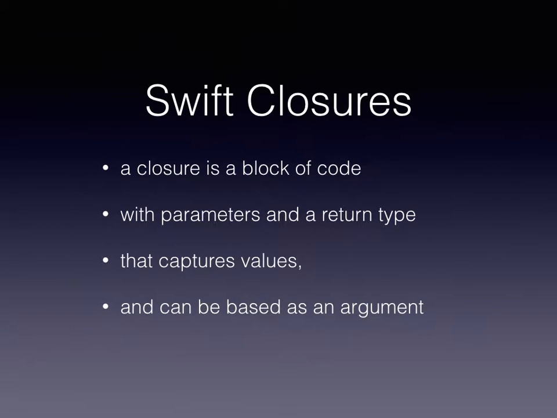Now a feature in Swift that's used for interval reporting is referred to as closures. A closure is a block of code with parameters. It's unnamed and it can be passed as an argument. So in other words, you're saying, do this, providing these parameters and this return value.